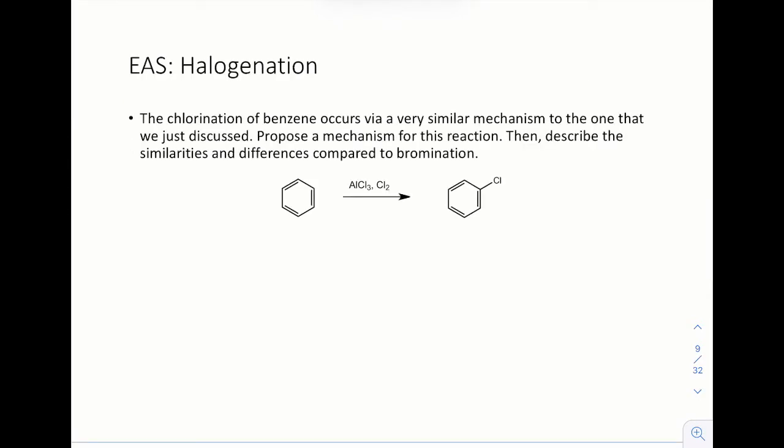We've discussed the bromination of benzene. Let's now discuss the chlorination of benzene. It occurs via a similar mechanism to the one discussed for bromination. Propose a mechanism for this reaction, then describe the similarities and differences compared to bromination. If you feel up to it, pause and give it a shot.